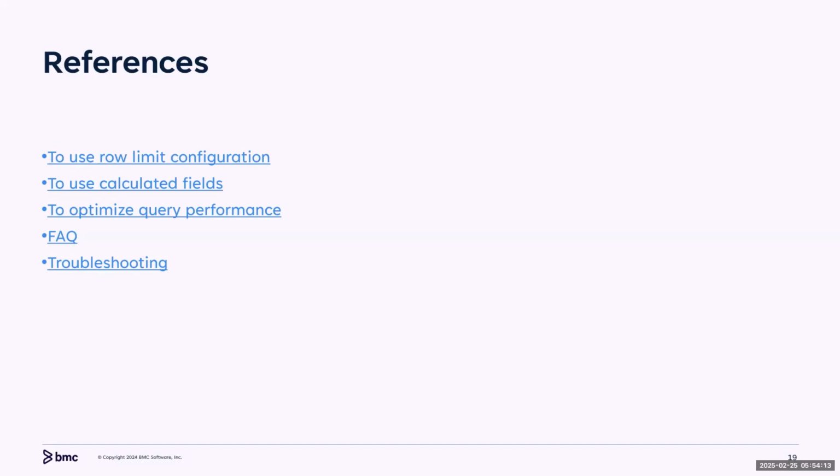Then on using calculated fields and how to optimize query performance, whatever Sumit has covered, you will get reference points for that part here. And we have added a list of frequently asked questions related to Helix dashboard that you will get here. In the troubleshooting part, we are in the process of adding more in the near future. But there are already some questions and errors, and resolutions for those errors, captured in the troubleshooting part.